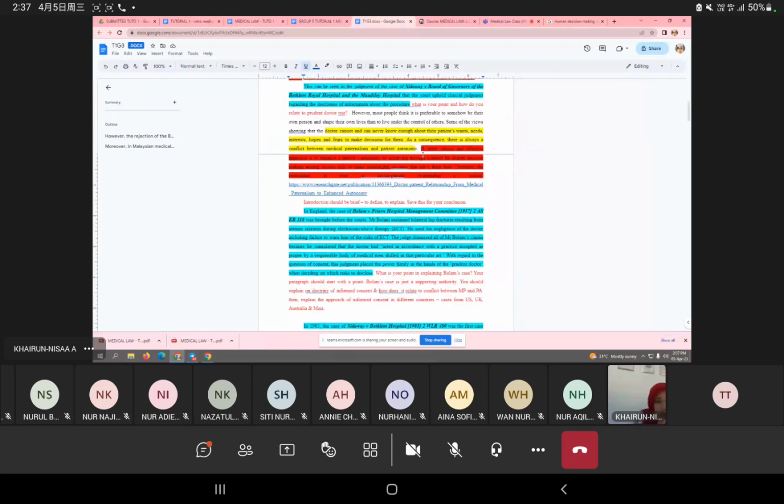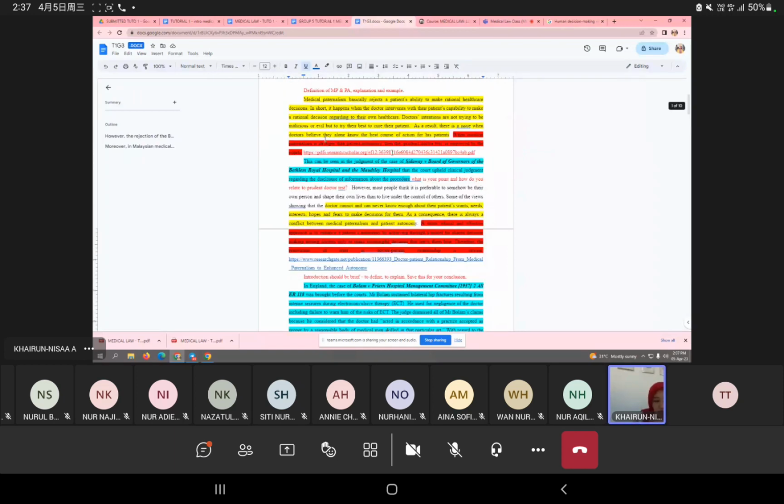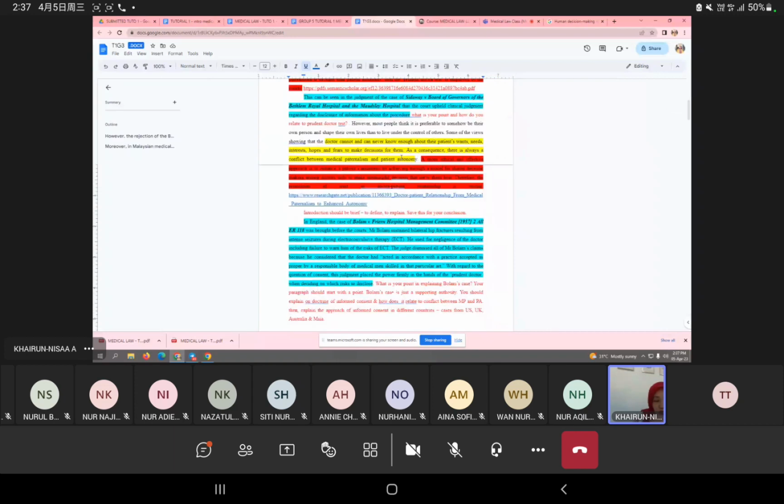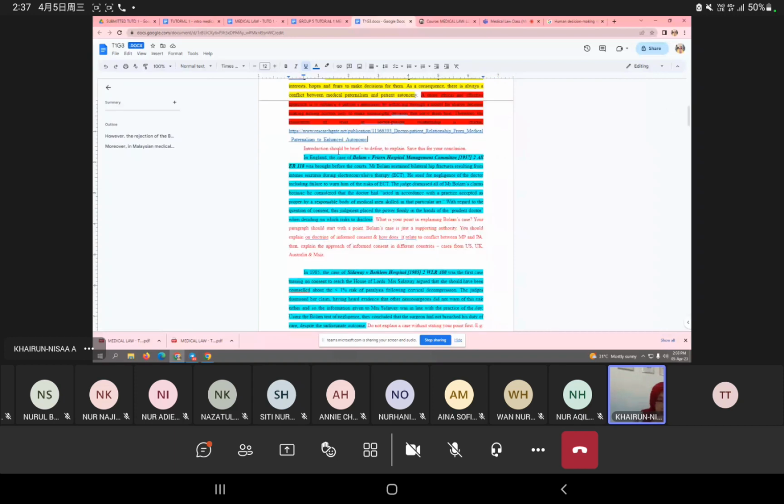So you're done with the introduction. The introduction should be brief, to define and to explain. Next you should go for your points, your contents. What is it that you wanted to say about the statement? You wanted to say that this statement seems to show a change of support from medical paternalism towards patient's autonomy. So how can you illustrate that? This can be illustrated by a number of cases.